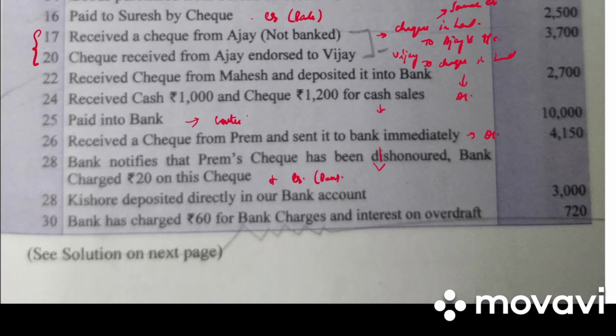Next we have Kishore deposited directly in the bank account. So it will be on the debit side, bank column. Bank charges 60 for bank charges and interest on overdraft. So it will be by bank charges 60 on the credit side, and then it will be interest on overdraft, that is 720 on the credit side. Clear?